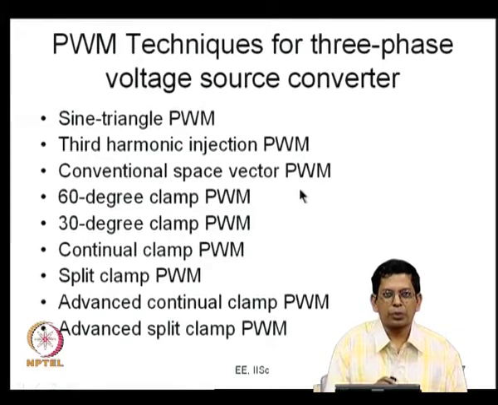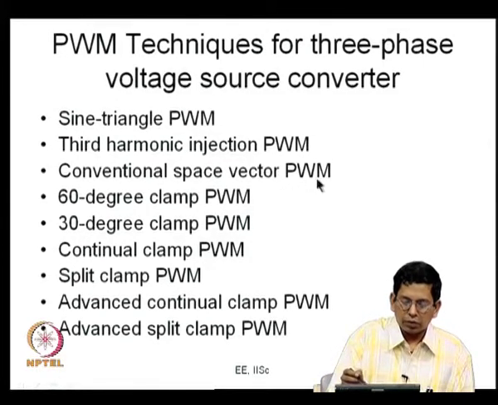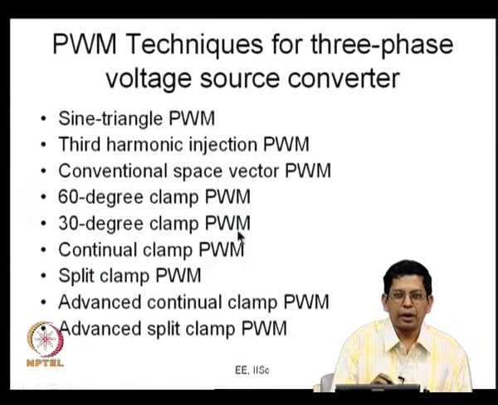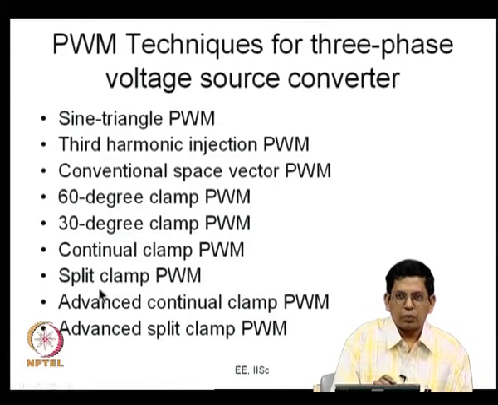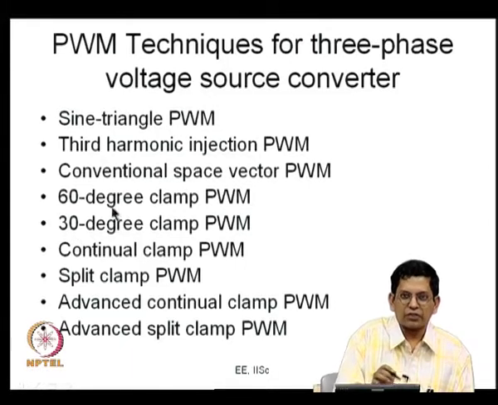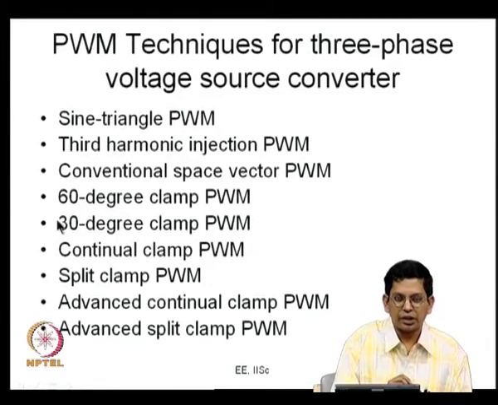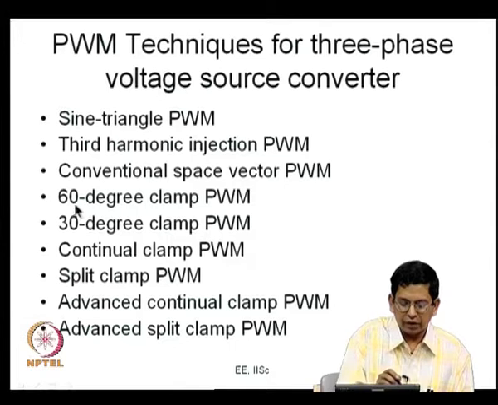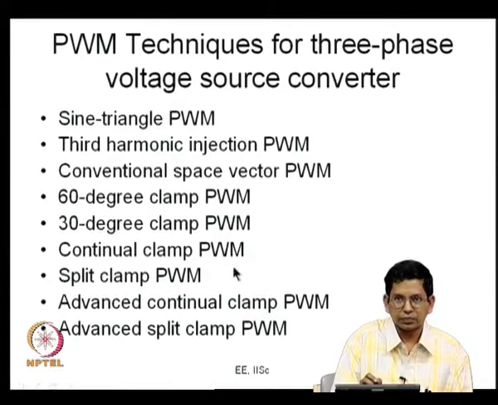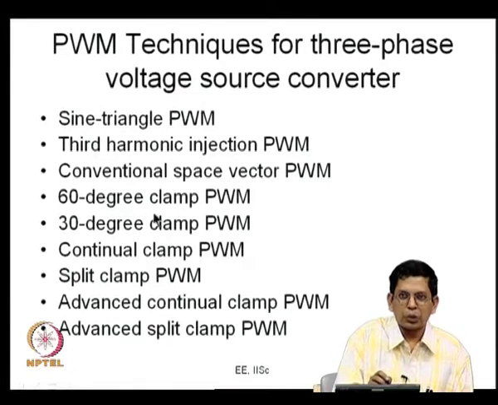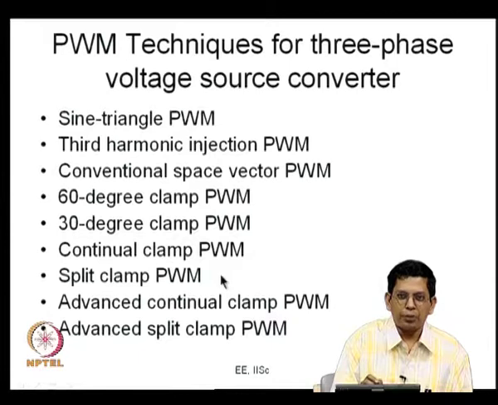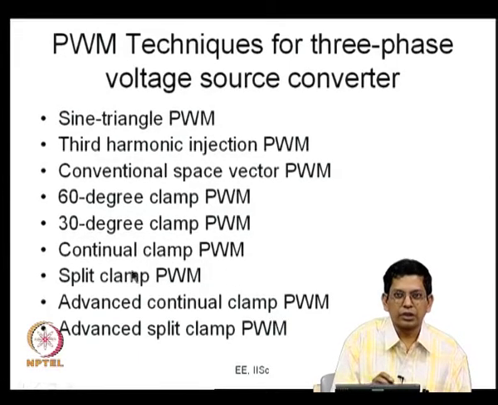So, this is conventional space vector PWM. Then we looked at 60 degree clamp and 30 degree clamp PWM. These are bus clamping PWM or discontinuous PWM methods. In 60 degree clamp PWM, you have a phase clamped during the middle 60 degrees in every half cycle, and in 30 degree clamp PWM, you have a phase clamped during the middle 30 degree durations in every quarter cycle. And continual clamp PWM is a generalization of 60 degree clamp PWM. The phase is continuously clamped for 60 degrees, but not exactly at the middle of the half cycle. That is, if the half cycle is from 0 to 180 degrees, in 60 degree clamp the clamping period is between 60 to 180 degrees, whereas in continual clamp, it can be anywhere between 30 to 90 or 90 to 150 degrees. So, that is continual clamp PWM.